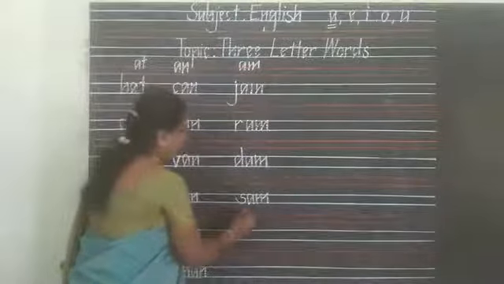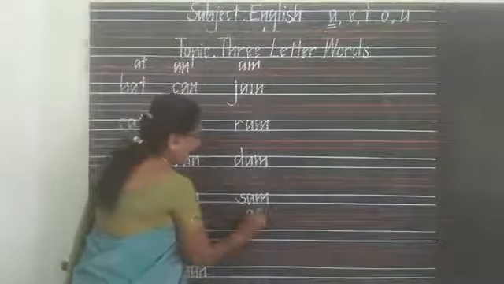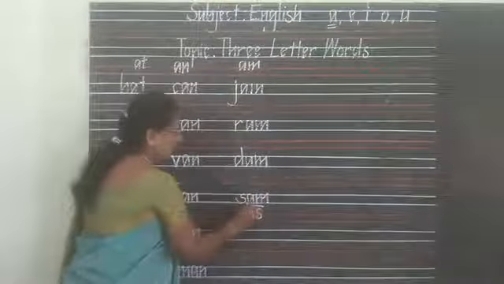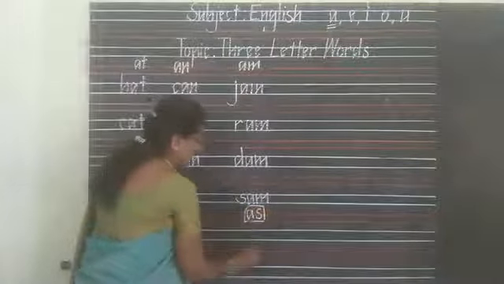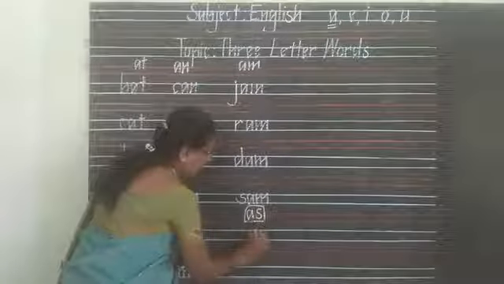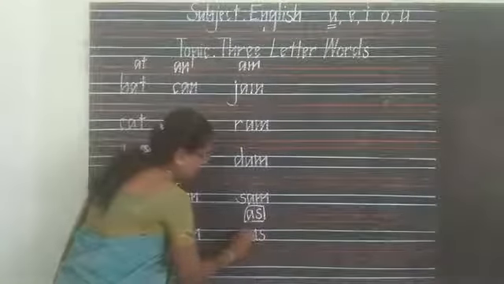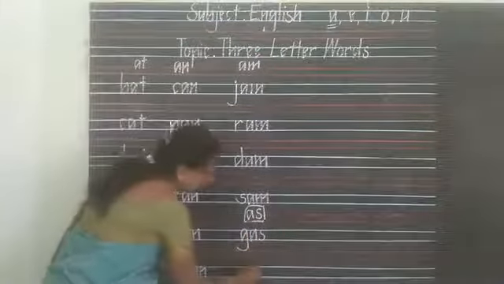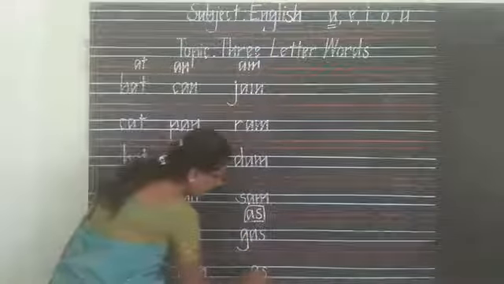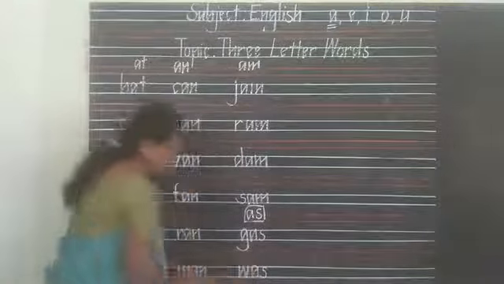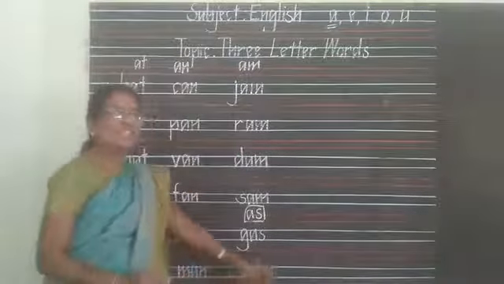Next, A S, A S group of words. A S, has. G A S, gas. A S, as. W A S, was.